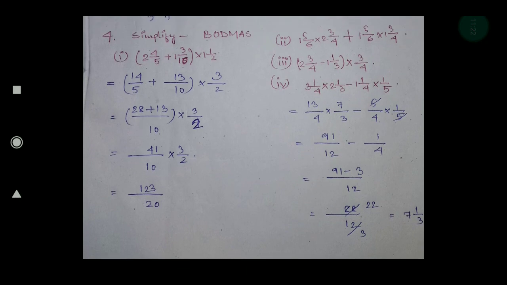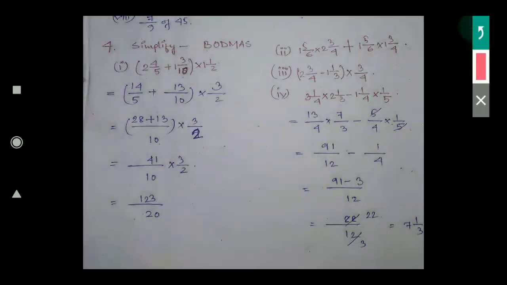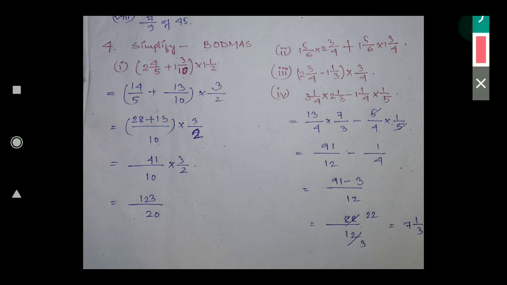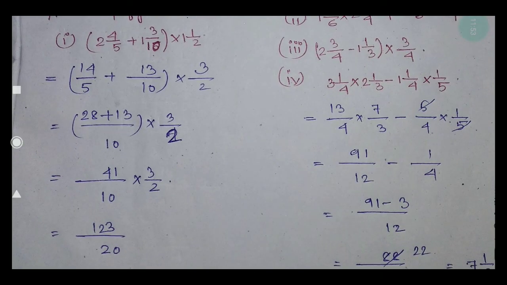Now see question 4, it is given 3 1 by 4 into 2 1 by 3 minus 1 1 by 4 into 1 by 5. Here two operations are there, multiplication and subtraction. So according to the Bodmas rule, what do you have to do? Before subtraction, what comes? Multiplication, M-A-S: multiplication, addition, then subtraction. So first you have to do the multiplication. Before doing multiplication, what do you have to do? Convert mixed fractions to improper fractions.